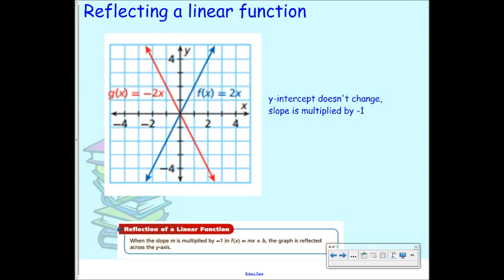So think about slope. This red line is going positive, uphill, and the blue line is going positive, uphill. The red line is going negative, so downhill. They should be opposite.